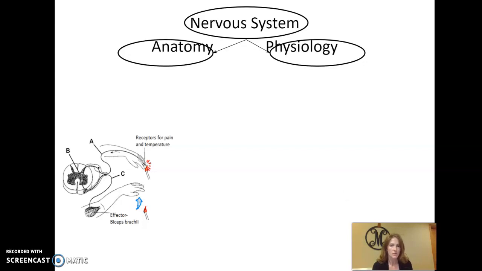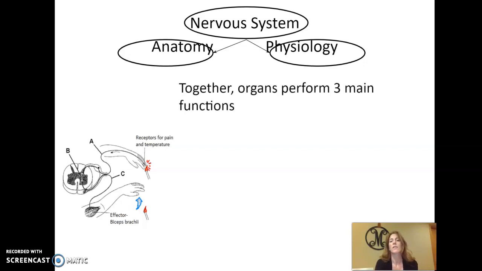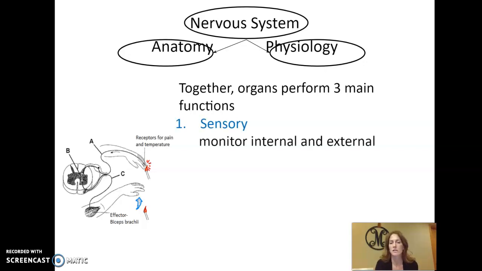Okay, so let's look at the functions here. We have this picture over here. So three main functions of your nervous system. First of all, sensory information. It's going to detect sensory information. So it's monitoring your external environment and your internal, what's happening inside, your blood glucose levels, your blood pressure levels. On the outside, it could be if it senses something hot, something cold, senses different pressures.